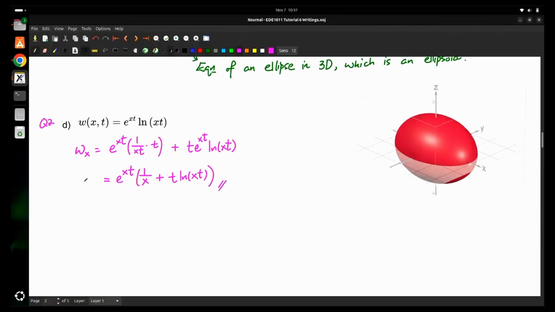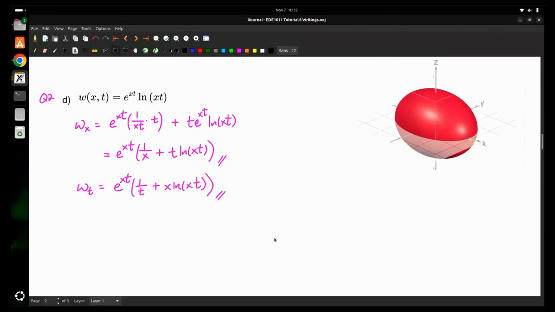Any objections? Then w sub t, actually you can see that the function is symmetrical in x and t. Which means to say that if you swap x and t, the answer is still the same. So what you can do here is to just swap the x and t. So e to the xt is still e to the xt. Then this 1 over x becomes 1 over t. Then plus, this t ln xt becomes x ln xt. So you don't even need to re-evaluate. Is that right? So this will be w sub t.